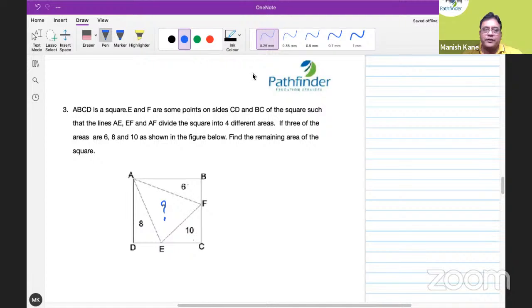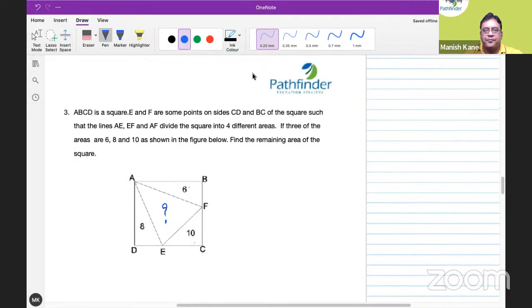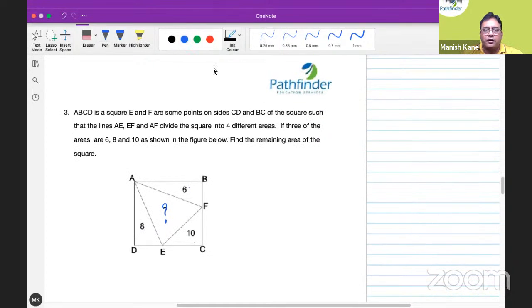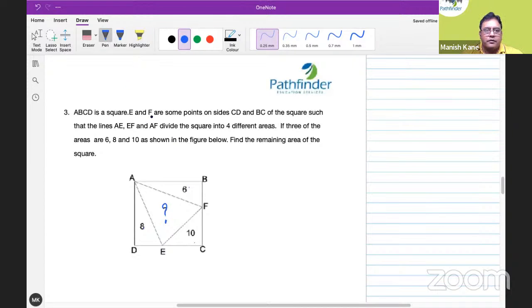Okay, let me help you with this question also. Very simple question, not very difficult. So since ABCD is a square, let's call the side of the square A. That's the first thing we know. Let us randomly assume BF to be B and DE to be C. So DE is equal to C.